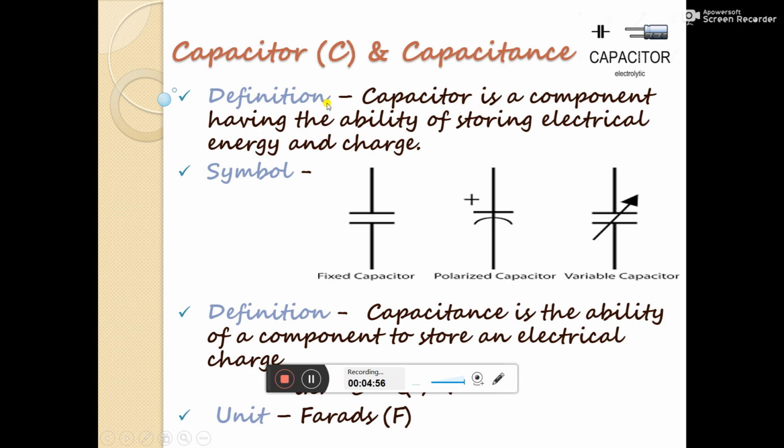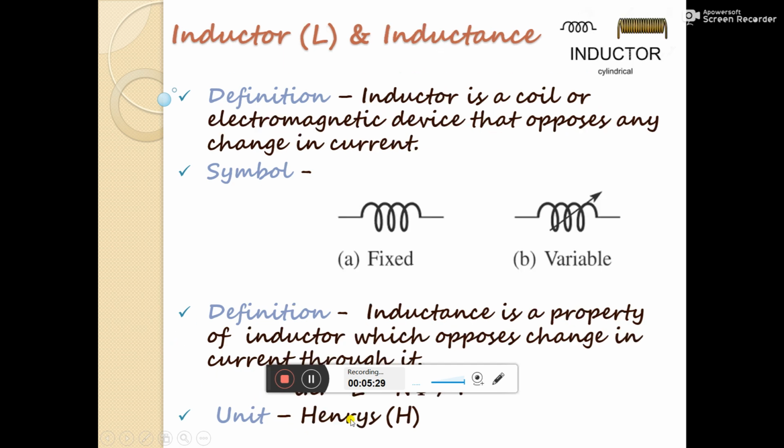Capacitor is a component having the ability of storing the electrical energy and charge. Here are the symbols shown. This symbol represents the fixed capacitor. Second one is the polarized capacitor, and third is the variable capacitor, where you will see an arrow marked on it. The definition for the capacitance is it is having the ability to store an electrical charge. So capacitance is measured in farad.